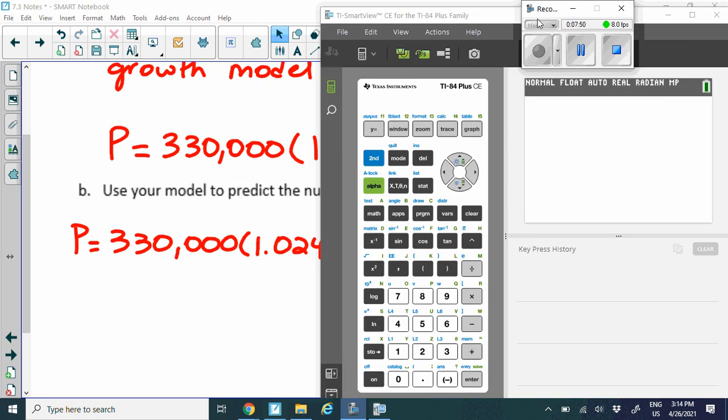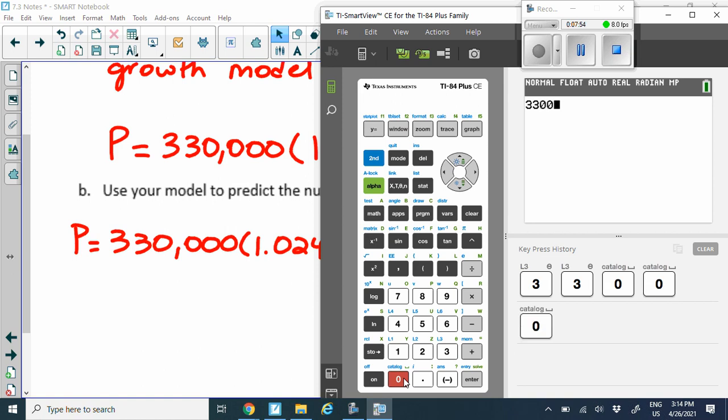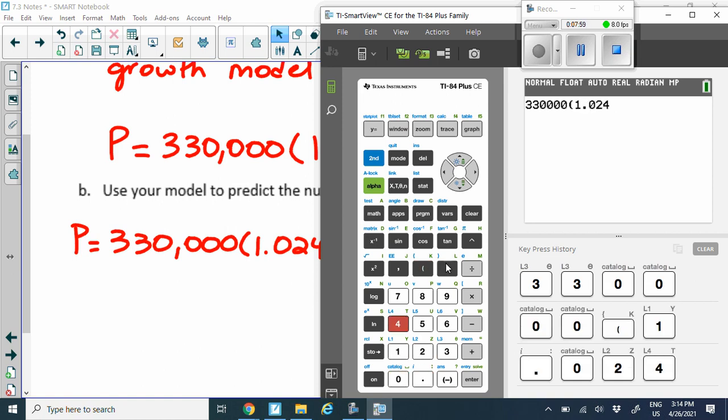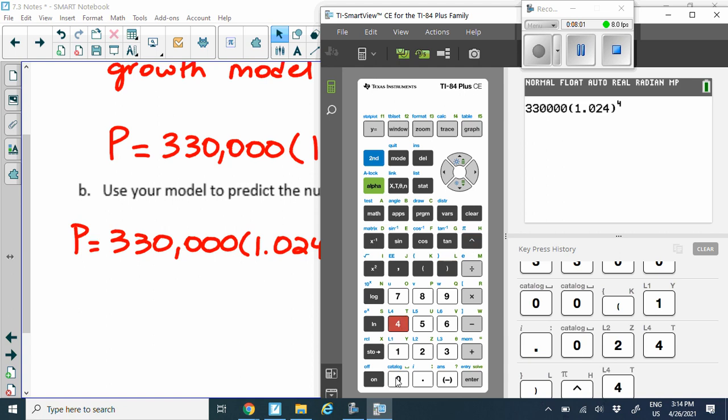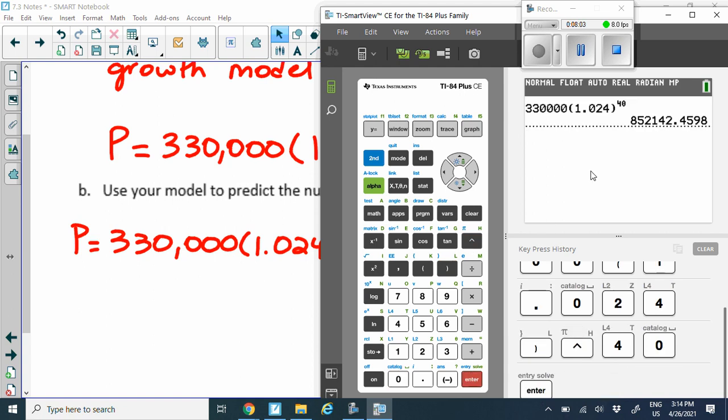Okay, so here's how we'll plug it in. So I have 330,000. Then I do parentheses 1.024, and then to the 40th power. And so this will be my answer.